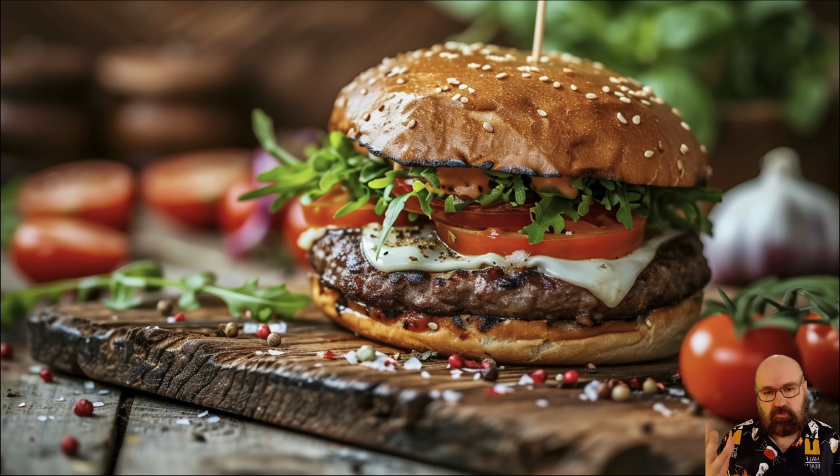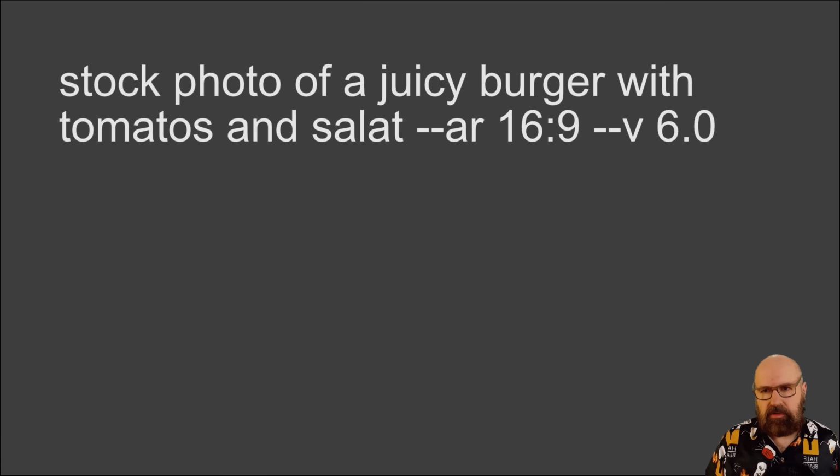The food looks really nice and tasty and like actual food in there. The salad, the tomatoes, the cheese, the meat, even the sauce in between the salad and the bun looks like actual sauce. All of that really good. The composition is very nice. With the depth of field, we have a nice focus on the food itself. So all of that looks like an actual product photo. Really, really good. Here we have the prompt. You can see it's very simple: stock photo of a juicy burger with tomatoes and salad.